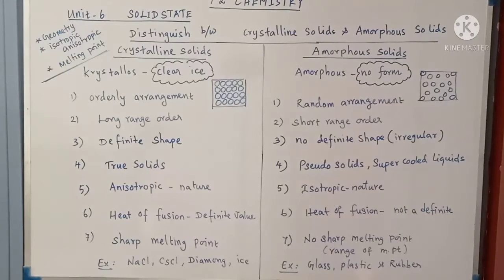The third one, shape. Crystalline solids have a definite shape, a definite geometry, whereas amorphous solids do not have a definite shape, or otherwise they have an irregular shape. That's another important difference between these two solids. Then, crystalline solids are generally called true solids. They are the real solids. Solid means it's nothing but crystalline solid actually. Whereas amorphous solids are called pseudo solids, or they are also called supercooled liquids. Pseudo means false solid. So even though many amorphous solids look like a solid, they are not considered true solids.